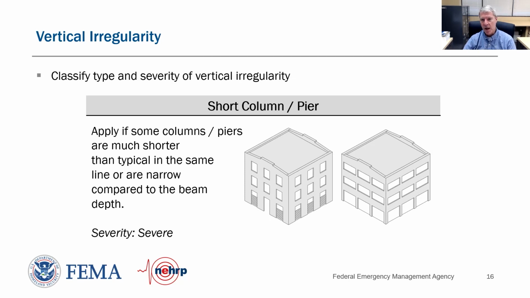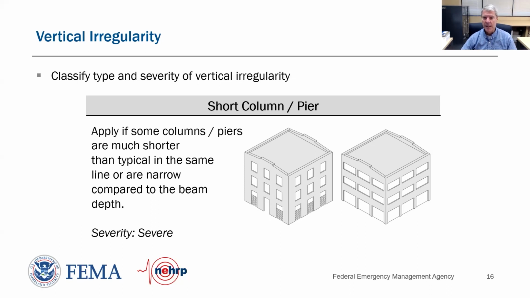This is what we call a short column or pier effect, where we've changed the response of the building potentially as a result of this change. And so if we have this type of condition in our buildings, we have to identify it as a vertical irregularity. And in this case, it's severe, no matter what building type we have.